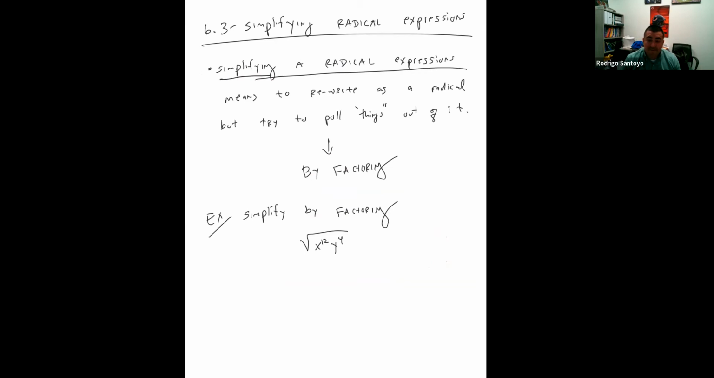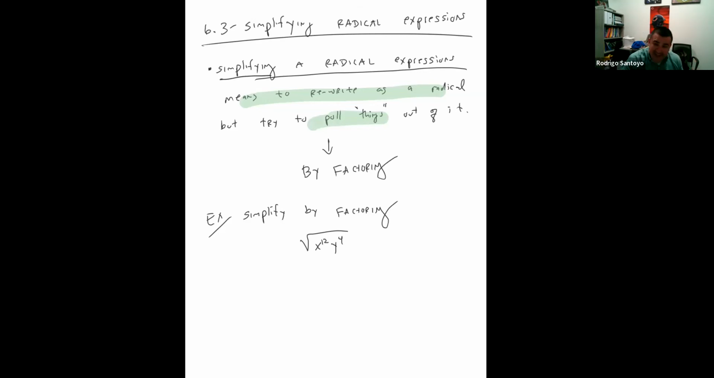Remember, we want to simplify. According to what simplifying means, it says rewrite it as a radical and try to pull things out of it. We're going to factor. Very easy. All we're going to do is just break this up.